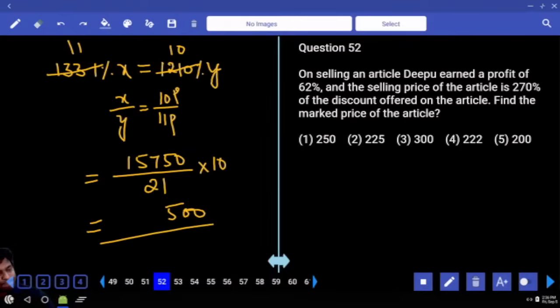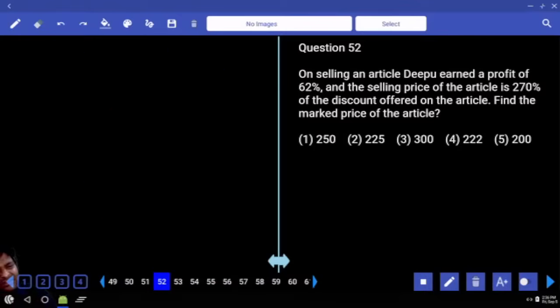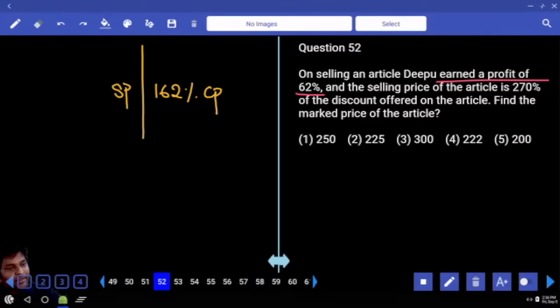Let's see. Rupees are needed, right? Let's see. Selling price. She earned a profit of 62 percentage. Then selling price will be equal to 162% of cost price, where cost price is 100%. Selling price of the article is 270% of discount offered on the article.